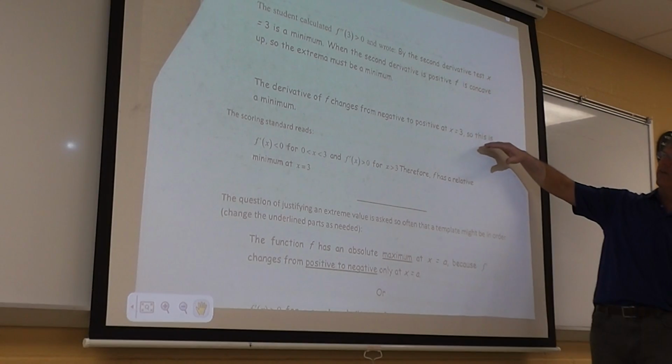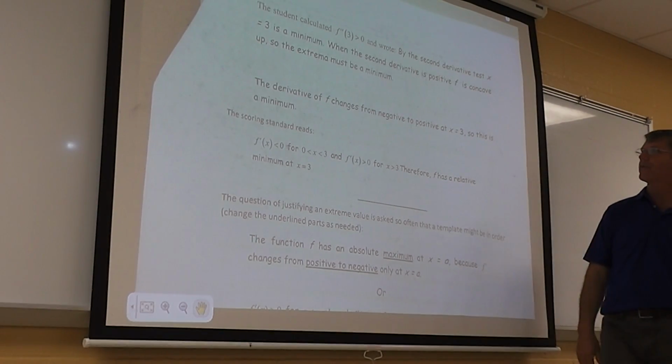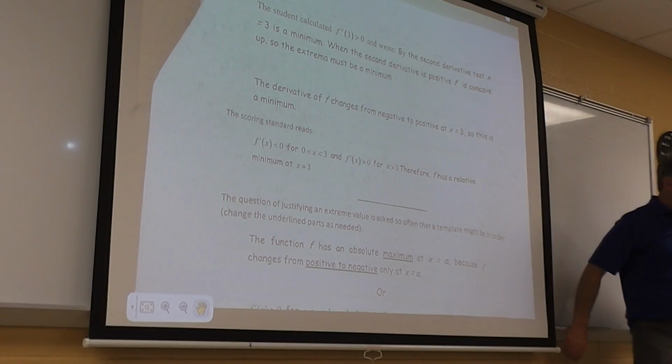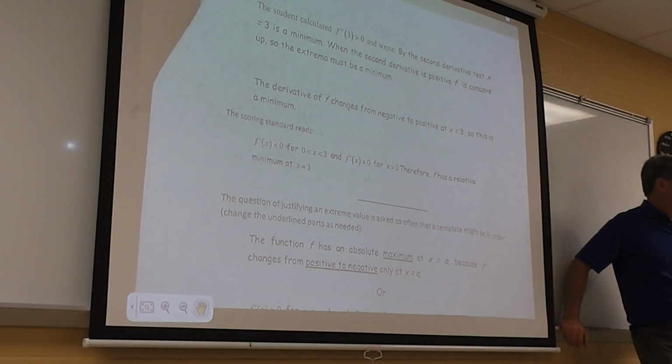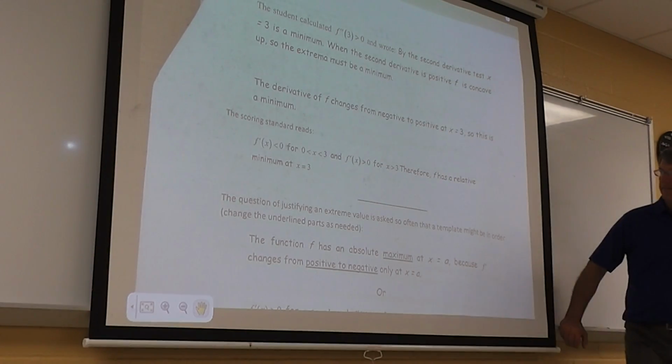The derivative of f changes from negative to positive at x equals 3, so this is a minimum. That would suffice also. I like that. Yeah, that one's pretty cut and dry. But you've got to make sure you're very concise that the derivative is what's changing, and where it's changing, and how it's changing, from negative to positive.